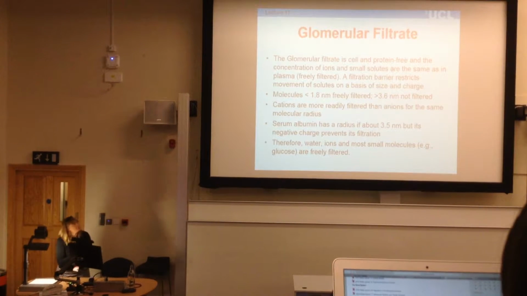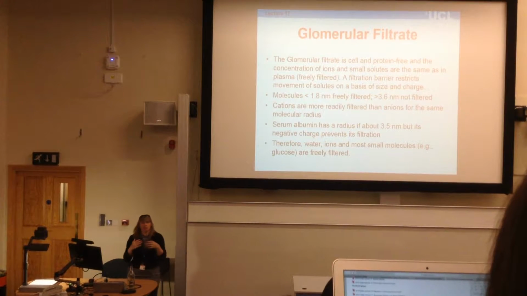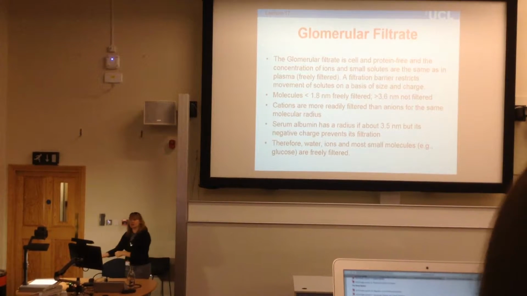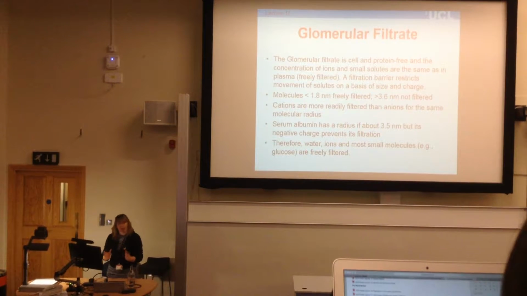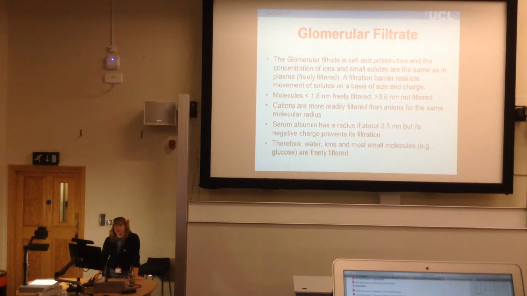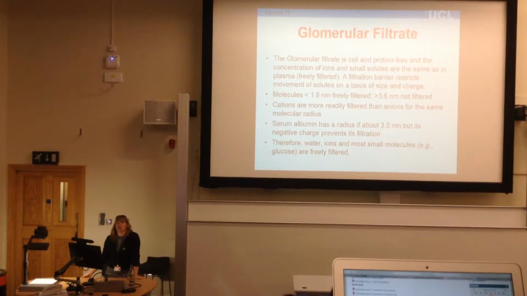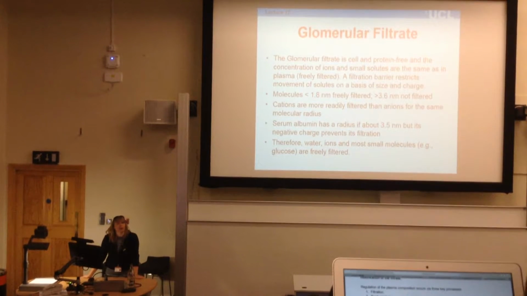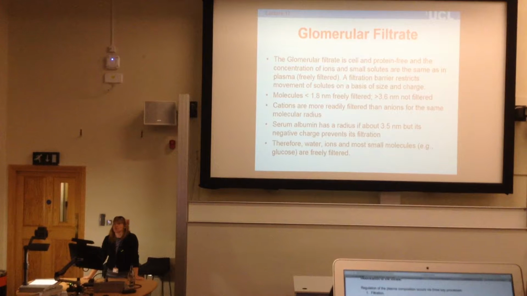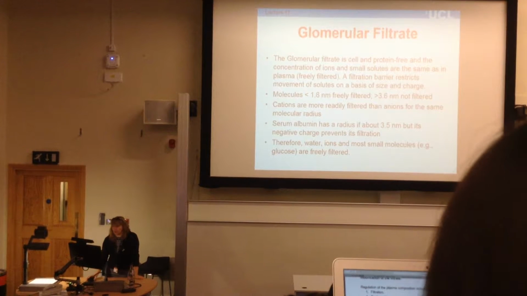So in terms of the filtration process as it occurs, we want to not lose proteins. The main aspect of the filtration barrier within the glomerulus is to keep that filtrate protein-free. And when proteins do start to show up in the urine, it's a sign that there is something wrong with the kidney barrier, that we're starting to see some forms of renal disease as the barrier is not working effectively.